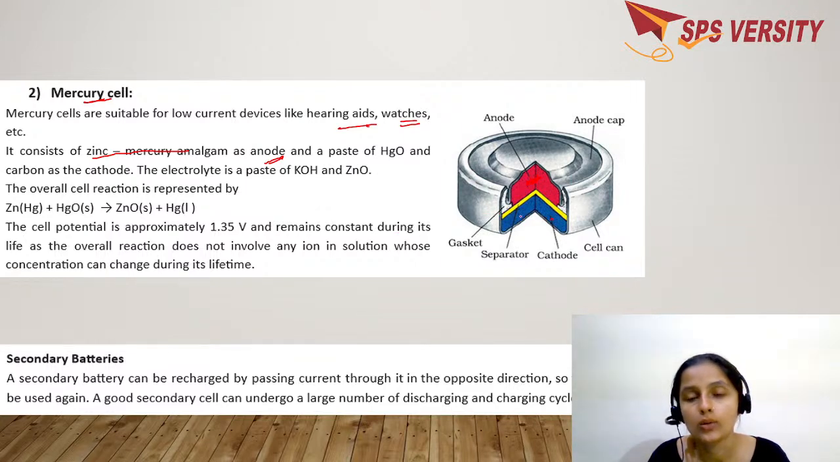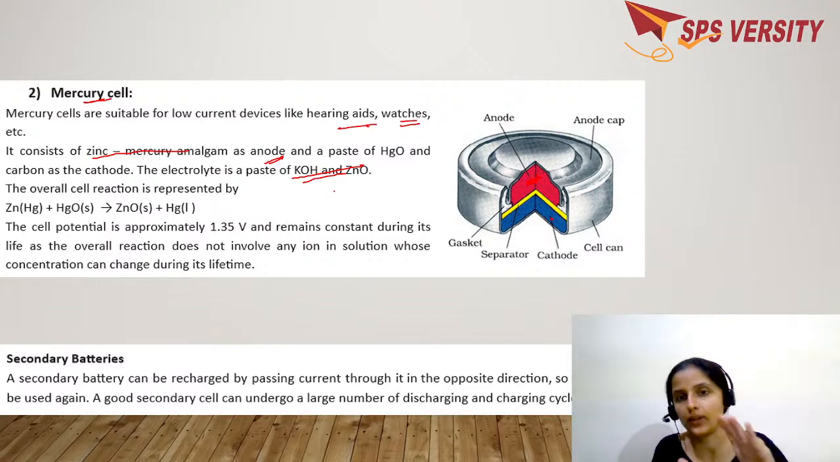And then you don't have the rods over here, and the electrolyte is a paste of potassium hydroxide and zinc oxide. Okay, this is like a stuffing.